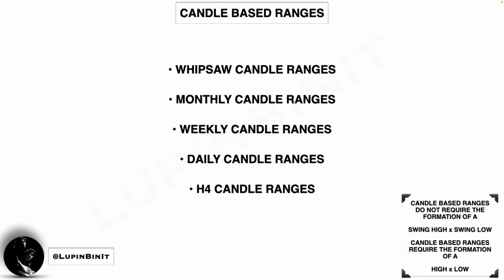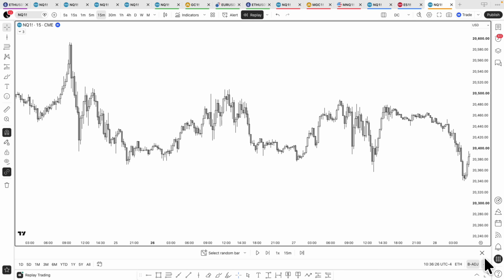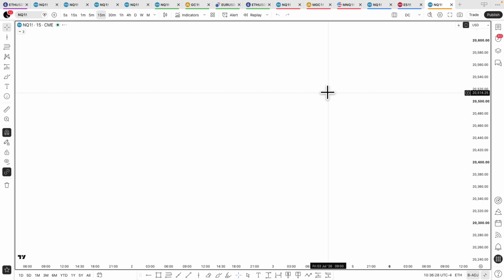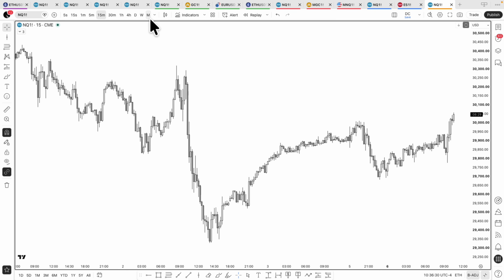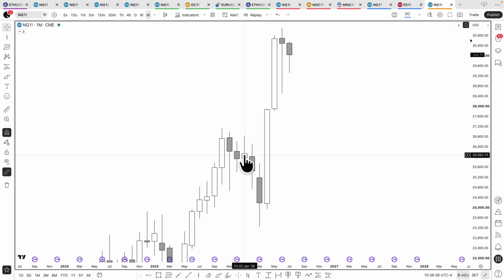In fact, the setup that I took during the Asia session was a whipsaw candle setup. Whipsaw candle setups are very, very nice setups. If you watch any of my execution analysis videos, I go on about them quite a lot. But if we are to take a look at what a whipsaw candle is first, so this candle right here, whipsaw candle. Why? The body is smaller than the wicks. The wicks are larger than the body. That is what makes this a whipsaw candle.